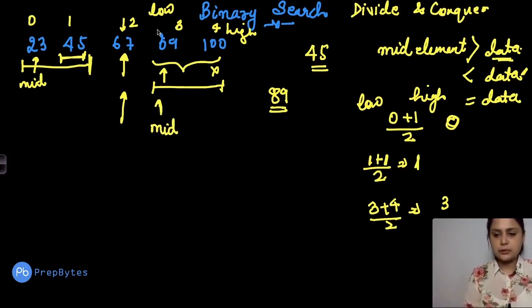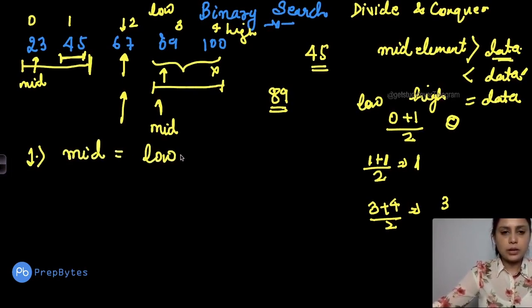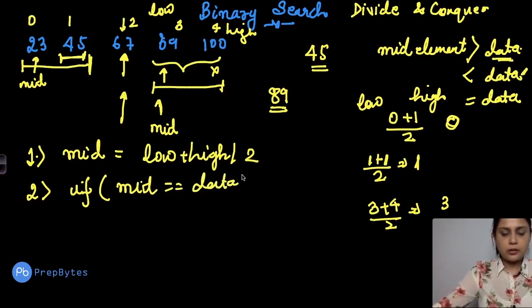So let's first write down these steps, and we will also see the time complexity for this. First, let's write down the steps we did. The first thing we do is calculate our mid, and mid is always equal to (low plus high) by 2. Now we will check. We will have certain situations. If mid is equal to data, we will simply return mid.